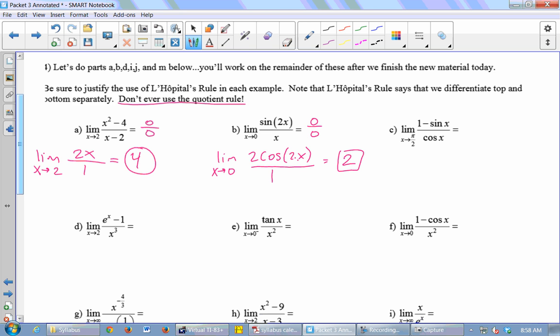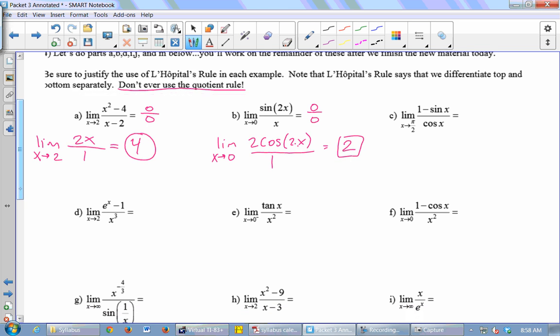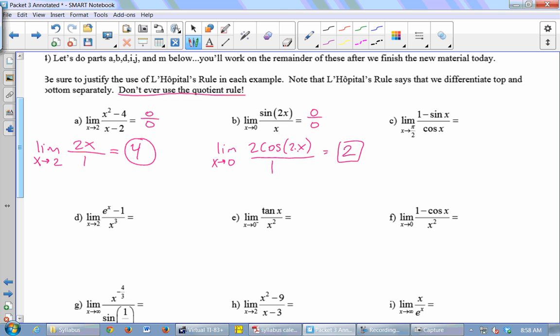All right, let's jump down to D here. If I plug a 2 in here, what do I get? Is that 0 over 0 or infinity over infinity? No, in fact, it's just a number, right? So I'm done. No need to use L'Hopital's rule. This is why you have to check. Just because we're in the L'Hopital's rule section doesn't mean you always have to use L'Hopital's rule.